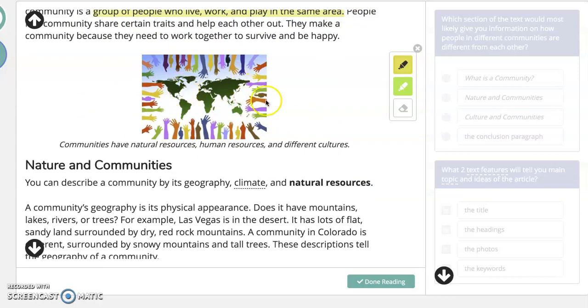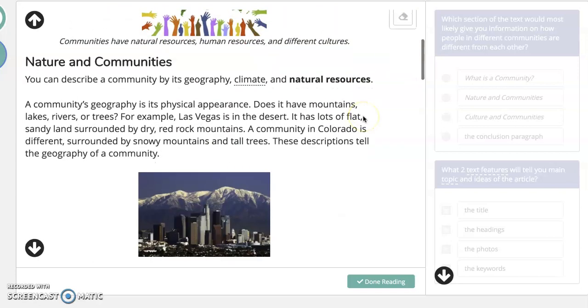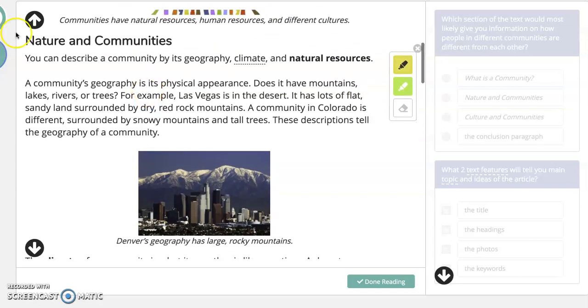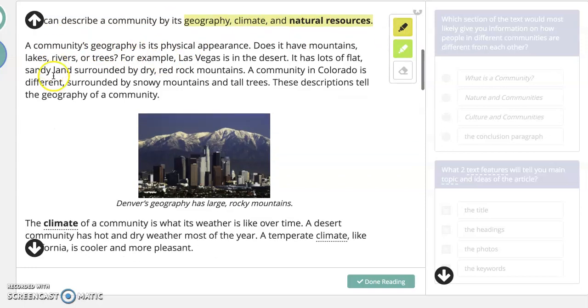Here's a little picture of the world and a bunch of hands around it. And the caption of the photograph says, communities have natural resources, human resources, and different cultures. And we'll explain more about that soon. Our next section is called Nature and Communities. You can describe a community by its geography, climate, and natural resources. Okay, and we're gonna talk about what each one of those things mean.